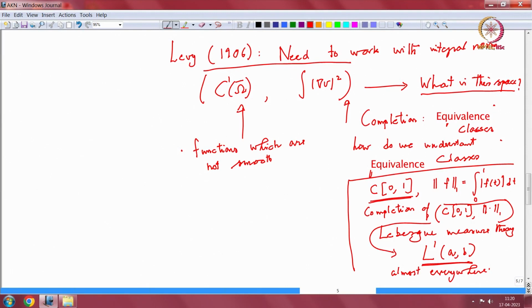So how do we define derivative? That leads to the question: how do we define differentiability?